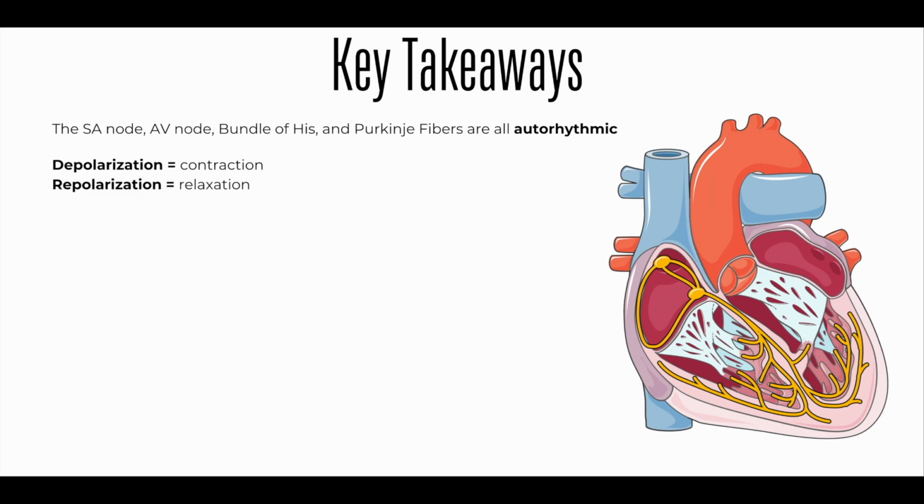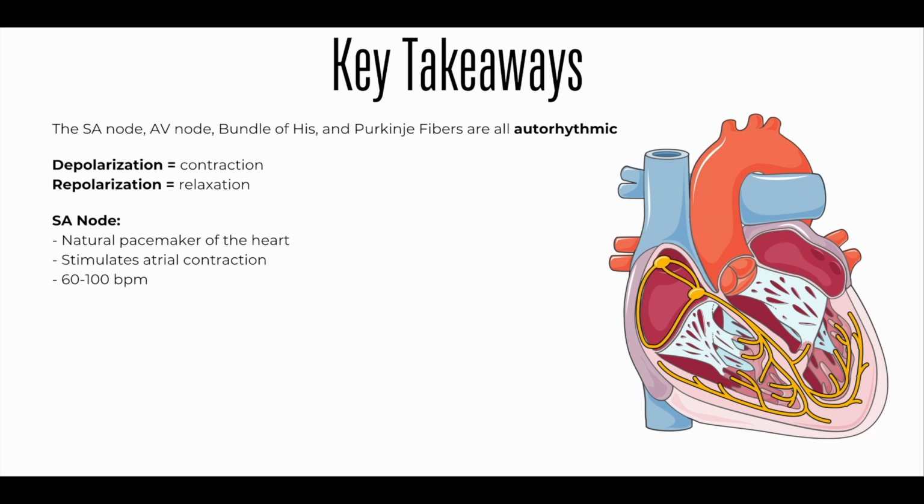When it comes to the SA node, it's essential to remember that the SA node is often referred to as the natural pacemaker of the heart because it initiates the action potentials that set the heart rate. It's also important to know that the SA node is going to stimulate atrial contraction, which allows the blood to go through both AV valves, which is the tricuspid and mitral valve. The SA node also generates action potentials at a rate of 60 to 100 beats per minute.